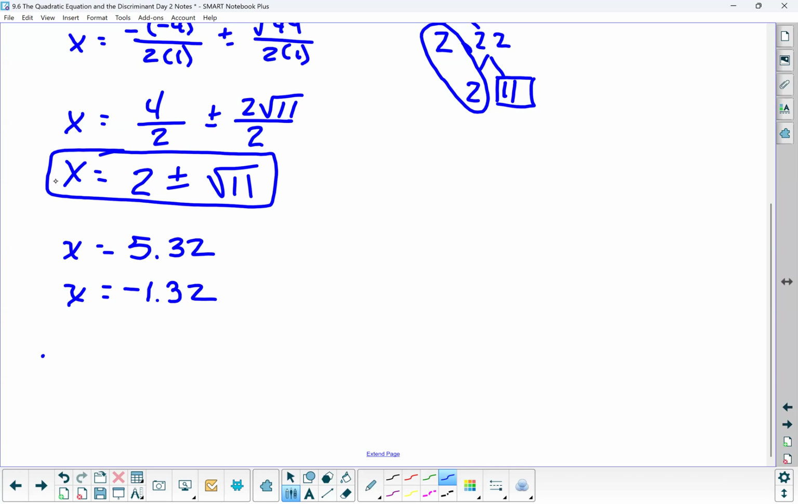So we have our exact answer, 2 plus or minus the square root of 11. And we have 2 rounded answers, positive 5.32, negative 1.32. And with that, we go on to our next problem.